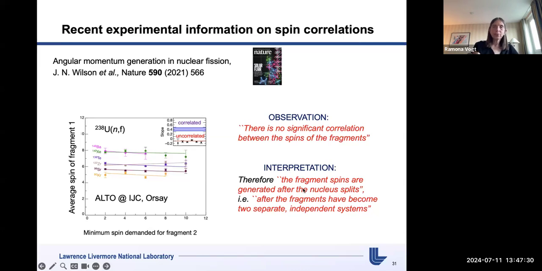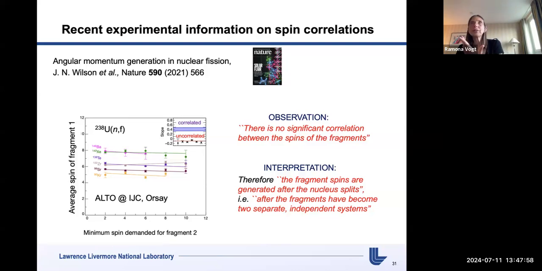So the interpretation was that there's no significant correlation between the fragment spins. They interpreted that as the fragment spins being generated after the nucleus splits, and before that having nothing to do with the momentum generation at all. And this sounded like, who cares about angular momentum conservation?